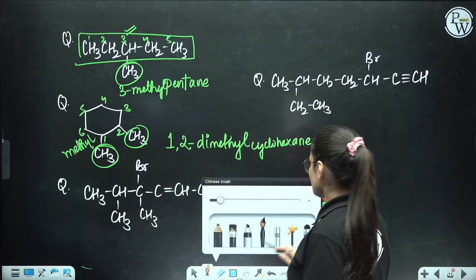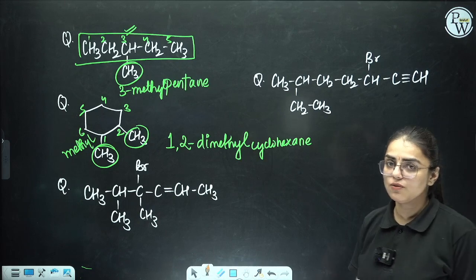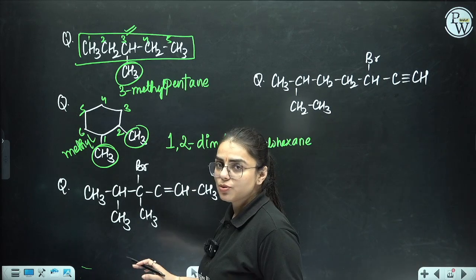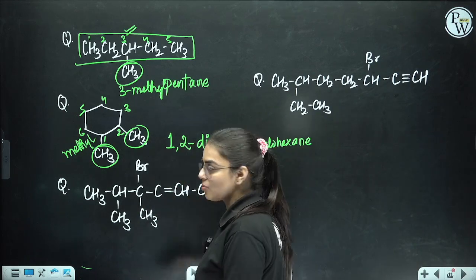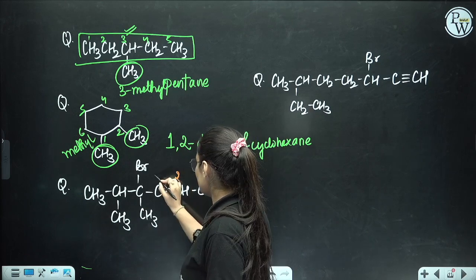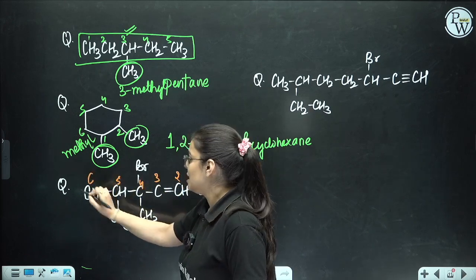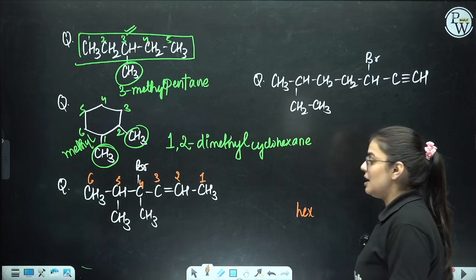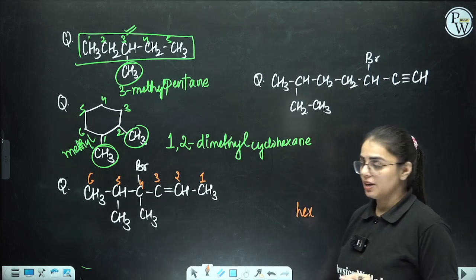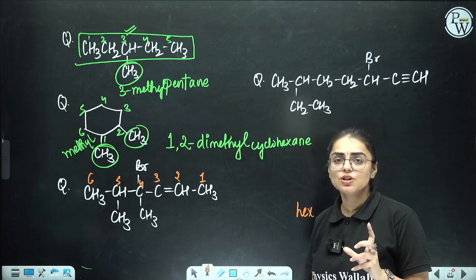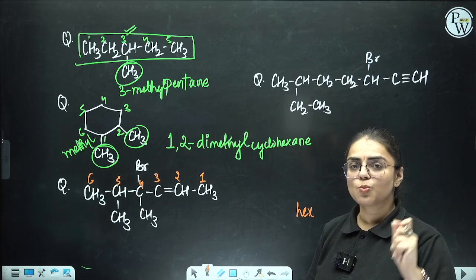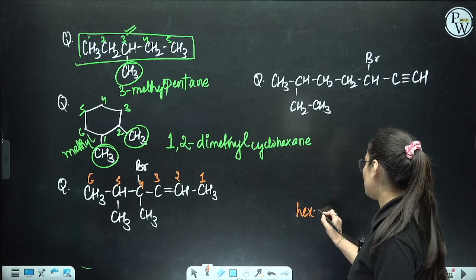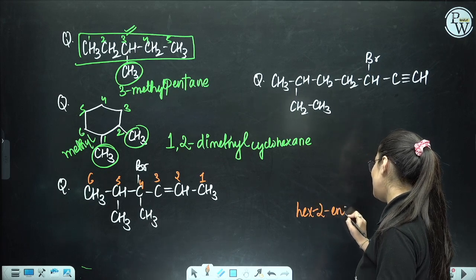Let's talk about this compound over here. See, here we have a double bond. So the numbering is going to start from the carbon atom nearby. So this is 1, this is 2, this is 3, 4, 5 and 6 respectively. Now for 6 carbon atoms, we are going to write what, ma'am? Hex. Now there is a carbon-carbon double bond between second and third. When it is given, choose the smallest number. So the smallest number is 2 over here. So it is going to be hex-2-ene.